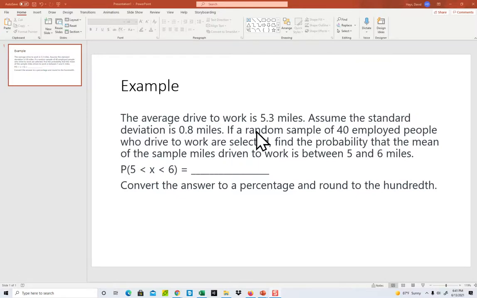Okay, the average drive to work is 5.3 miles. Assume the standard deviation is 0.8 miles. If a random sample of 40 employed people who drive to work are selected, find the probability that the mean of the sample miles driven to work is between 5 and 6 miles. And there's a notation: convert the answer to percentage, round to the hundredth.